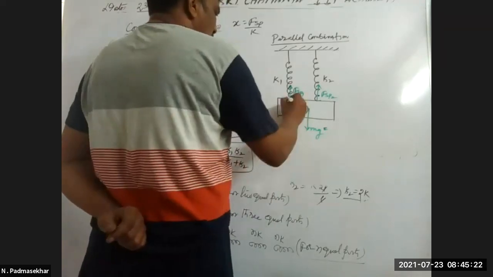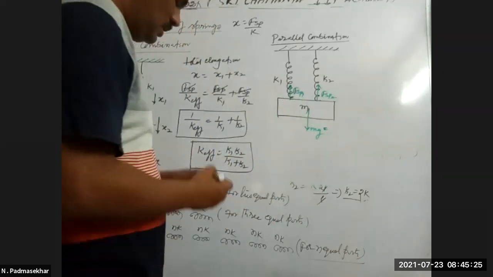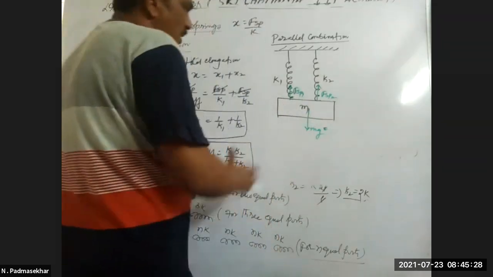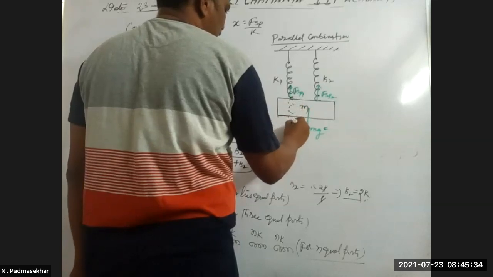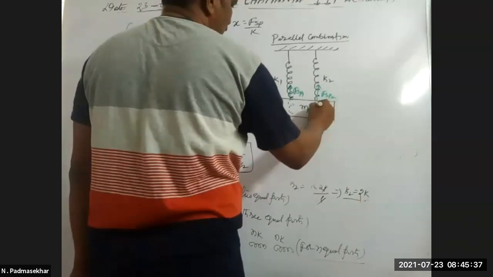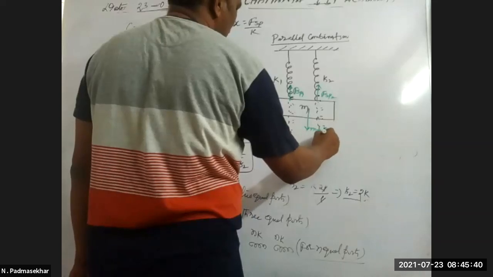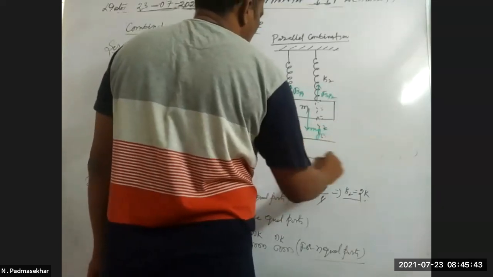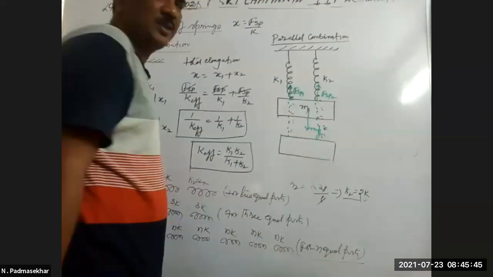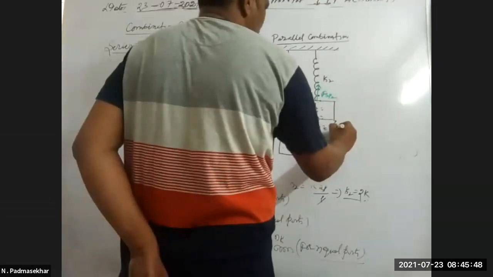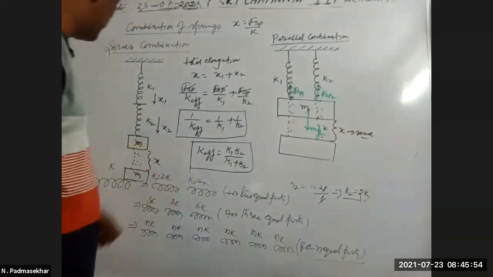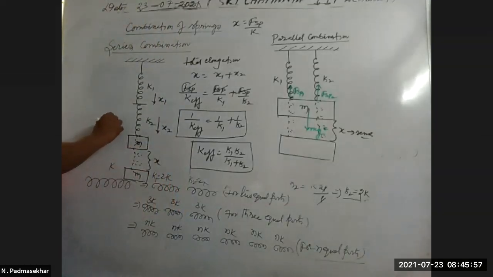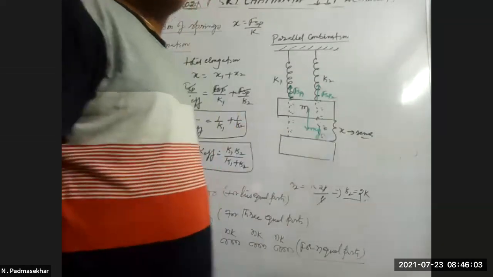So the elongation is the same. In the parallel combination, if this block comes down like this, whatever elongation is in the first spring will be the same in the other spring too. So this elongation x is the same. Here x is the same for both springs.